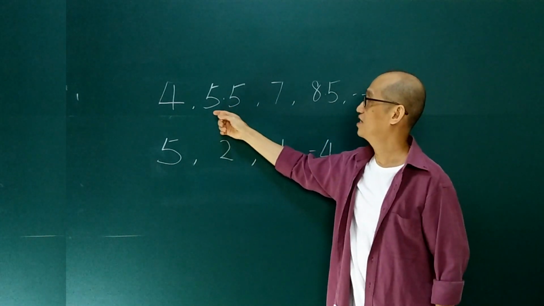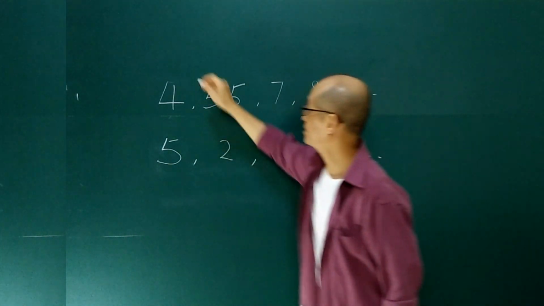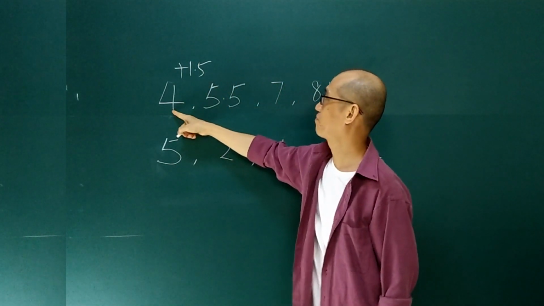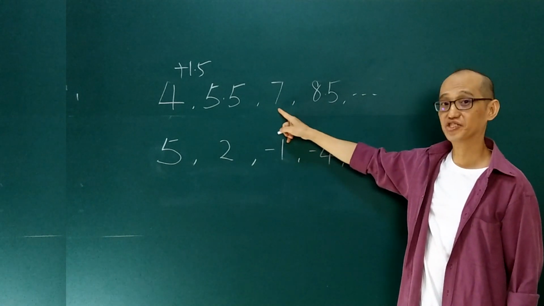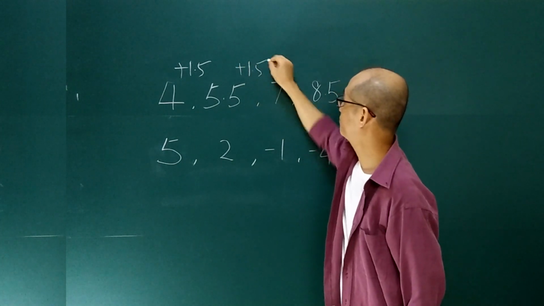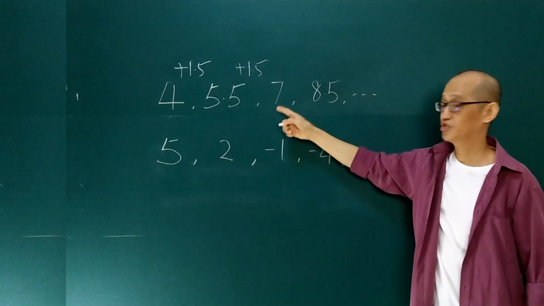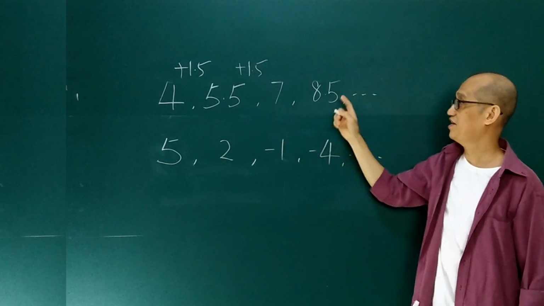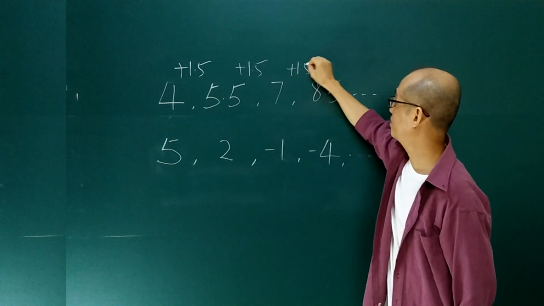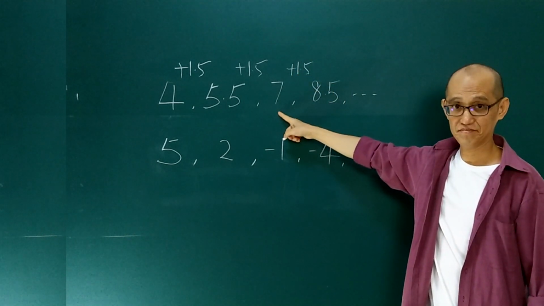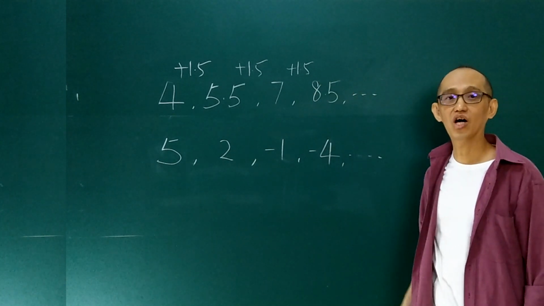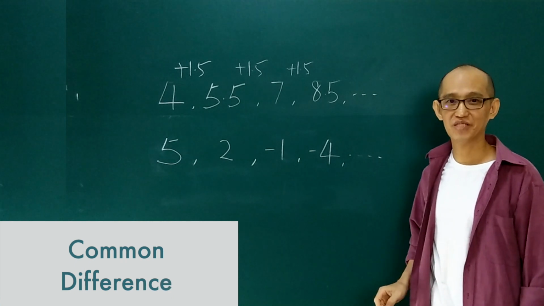We get the second term by adding 1.5 to the first term. And to get the third term, we add 1.5 to the second term. And for the fourth term, again, we add 1.5 to the third term to get the fourth term. Now, this 1.5 is called common difference.